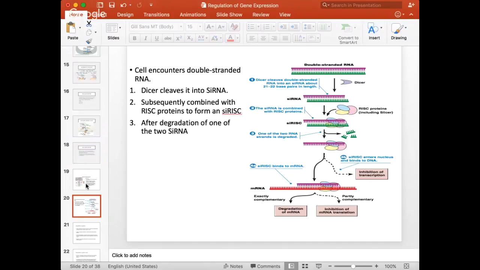The third part is strands. The remaining strand binds to the siRISC by complementary base pairing to a target mRNA molecule in the cytoplasm, or to a target DNA sequence in the nucleus, leading to silencing of gene expression at either the translational or transcriptional level.